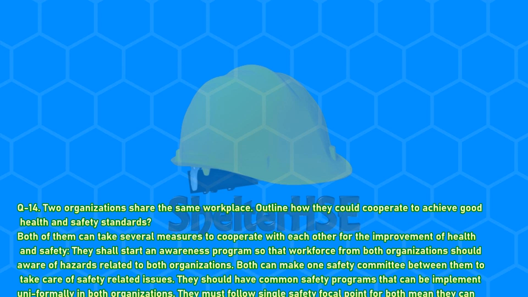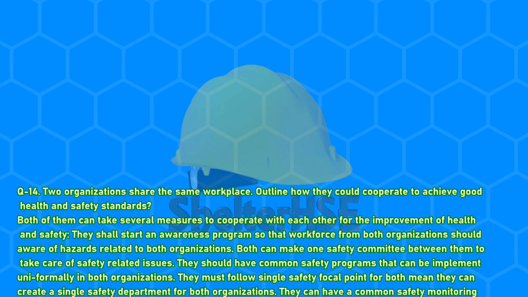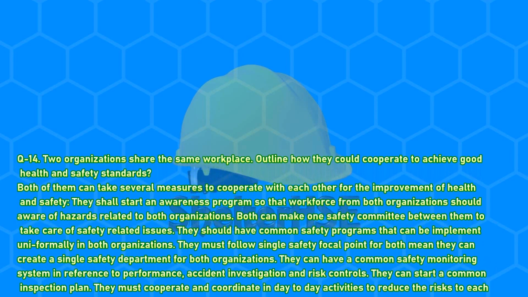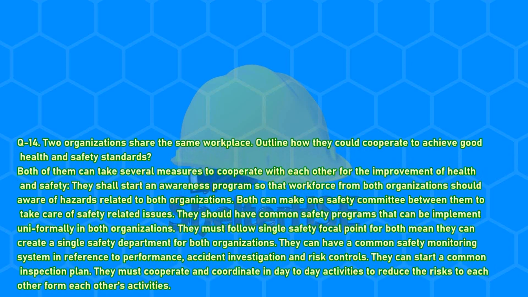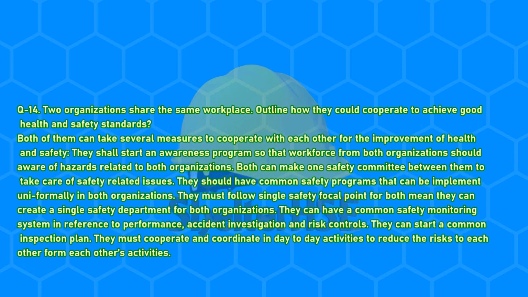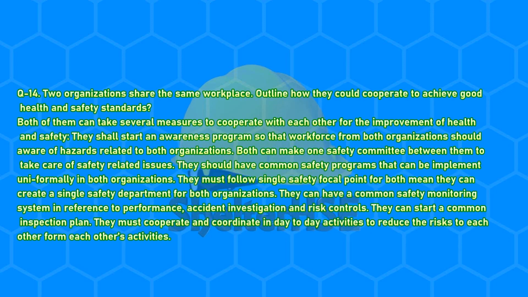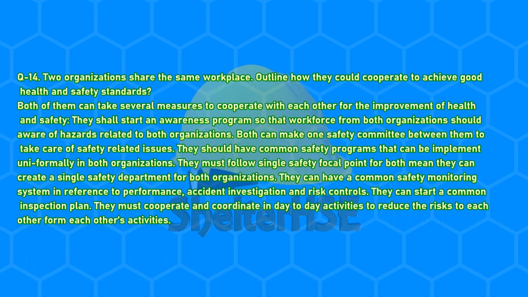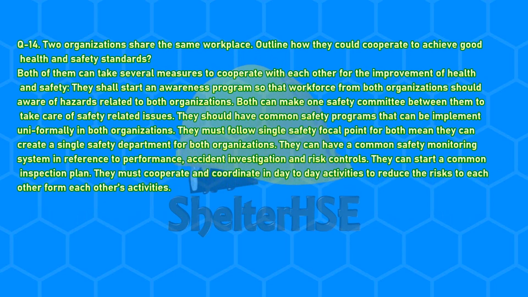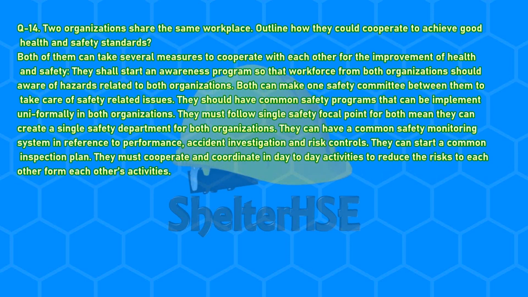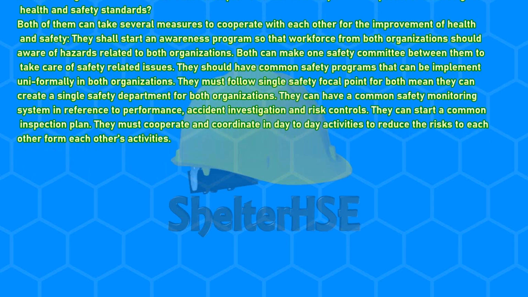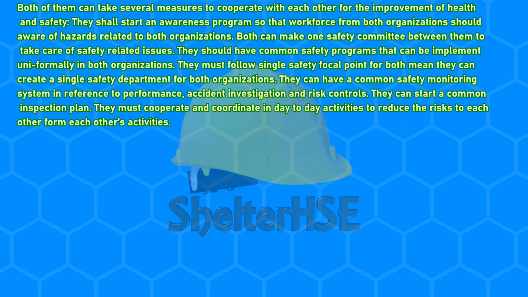Answer. Both of them can take several measures to cooperate with each other for the improvement of health and safety. They shall start an awareness program so that the workforce from both organizations are aware of hazards related to both organizations. Both can make one safety committee between them to take care of safety-related issues. They should have common safety programs that can be implemented uniformly in both organizations. They must follow a single safety focal point for both, meaning they can create a single safety department for both organizations.